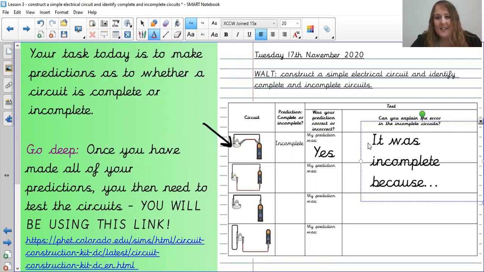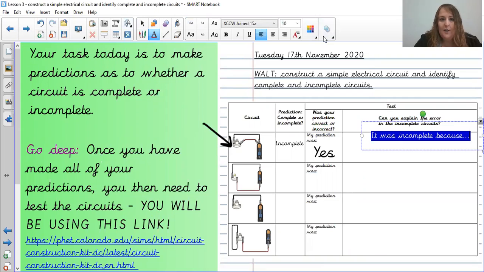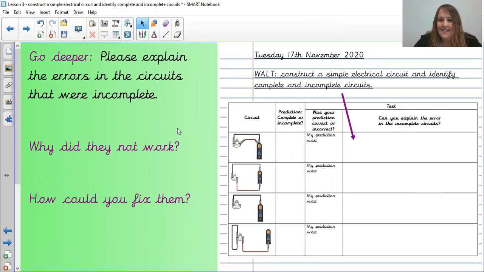Now I'm not going to give you the answer, but remember we spoke about making sure the wires connected to both the positive and the negative ends of the battery. And again, yours would look a lot nicer because you can write straight into that box. Okay, this bit here, what I've just done with you, is explaining the errors. And if you need to think about why it didn't work or how you could fix them, you could pop that into the box as well.